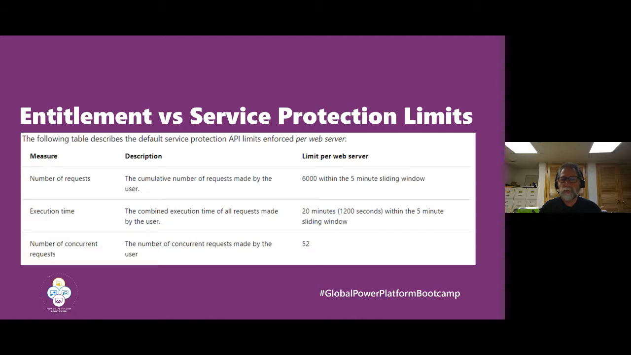One is the number of requests, which is 6,000 within a 5-minute sliding window, by the user, and then the execution time of those requests. Those are something that's really non-negotiable. Now, these are per web server, so there are things that Microsoft could do on the back end to increase the number of web servers for you, and they are per user. So there are ways to work around this, but in general, they are essentially non-negotiable, and they're a separate discussion from what we're talking about here today. So let's not mix them in if we can avoid that.